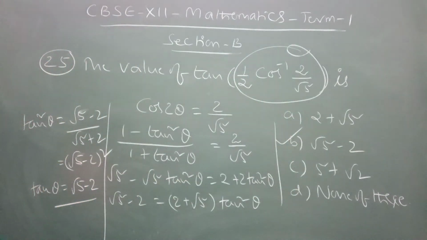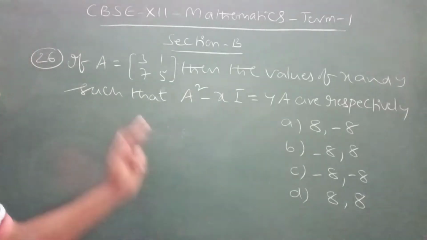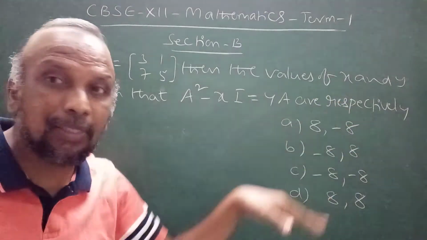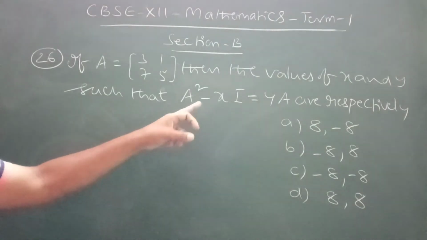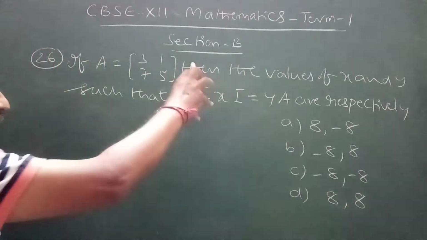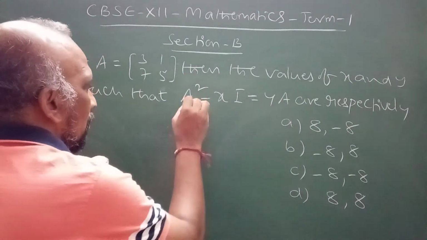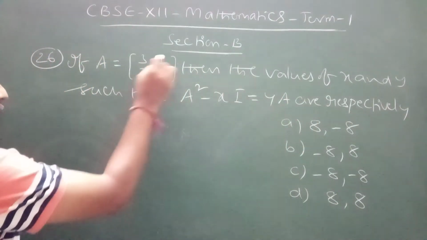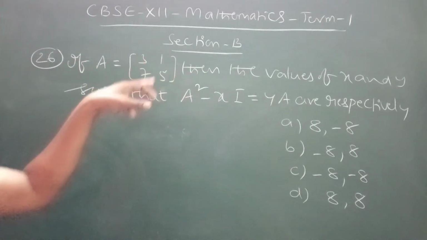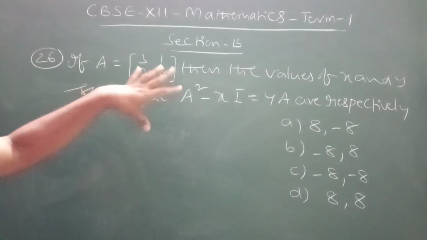Now to the next problem. So in this problem, they give matrix A as 3, 1, 7, 5. Then the values of x and y such that A square minus xI equal to yA are respectively. To satisfy this equation, you should find x and y values. To find A square, multiply 3175 into 3175. We get this one.